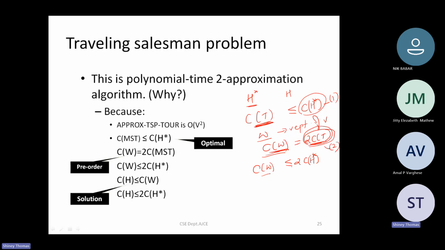We can also equate it, and then it is lesser or equal. So that is equation number 3.